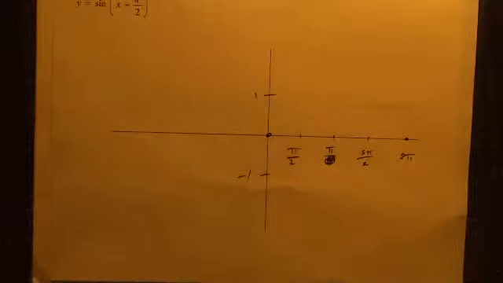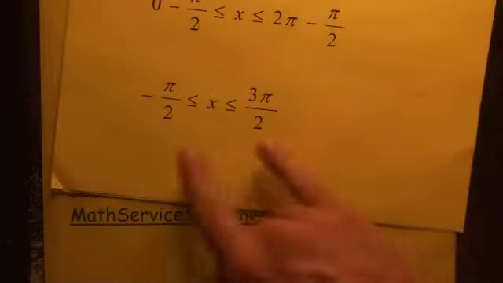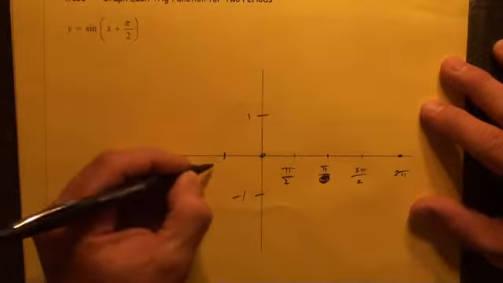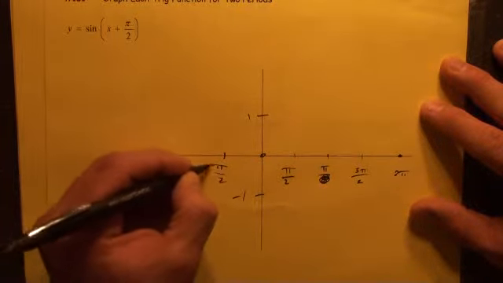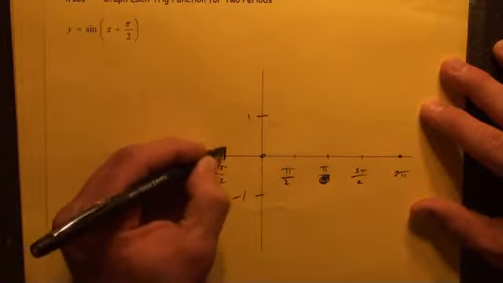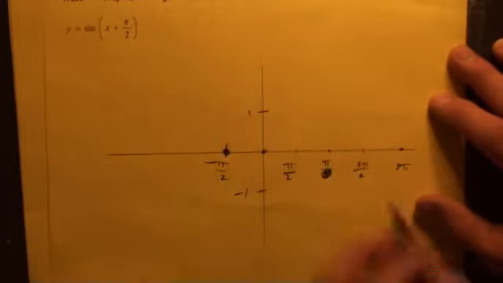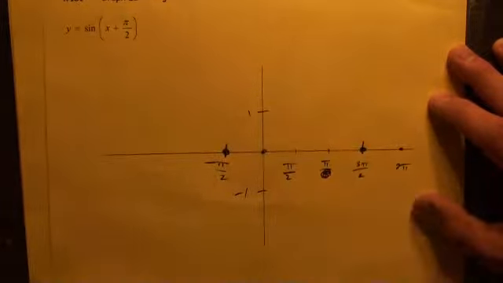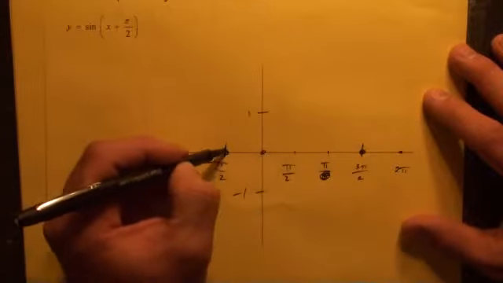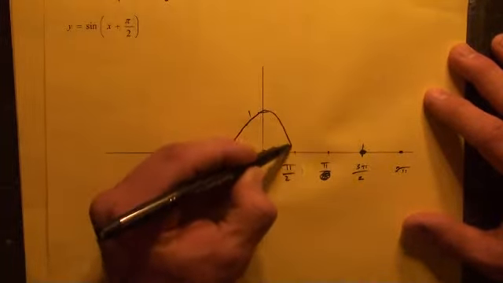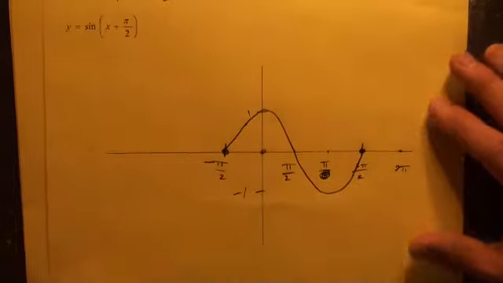Now, we are going to use this domain instead. So we're going to head over here to negative pi over 2. That's where this graph is going to begin. And then it's going to end here instead. So we just need to make the right adjustments. Go up and grab the 1, grab the 0, grab a -1, back up to 0.